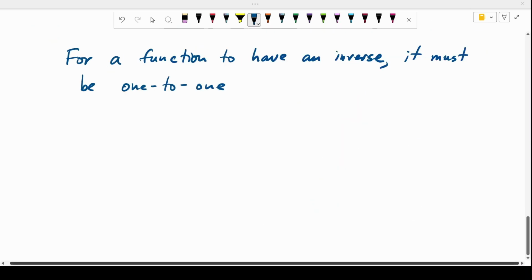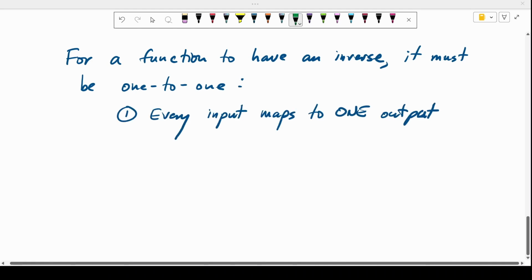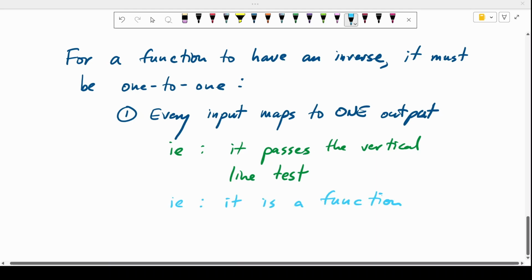Now, for a function to have an inverse, for that inverse to even exist, the function must be one-to-one. What does that mean? Well, I'll show you. First of all, every input of the function maps to one output. In other words, it passes the vertical line test, and therefore it's a function. If every input maps to one output, not two or more, then it passes the vertical line test and it's a function.